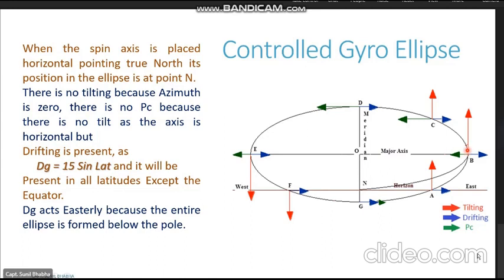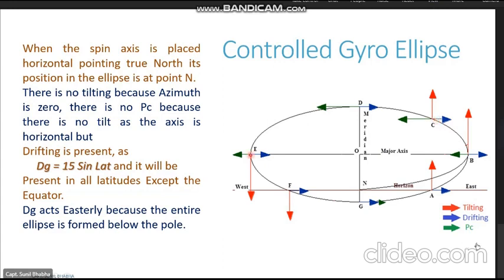As it moves upwards, the tilt is going to increase further. If the tilt increases, control precession is going to become more powerful and it is going to overpower the drifting vector. When the control precession becomes more powerful, it tries to bring back the spin axis towards the meridian. We have a westerly control precession, so it takes the spin axis in the westerly direction towards the meridian. So you see, after crossing point B, the spin axis starts to move westwards. Now, when it moves westwards, the azimuth of the spin axis is reducing. With the azimuth reducing, the tilting is also becoming weaker and weaker.